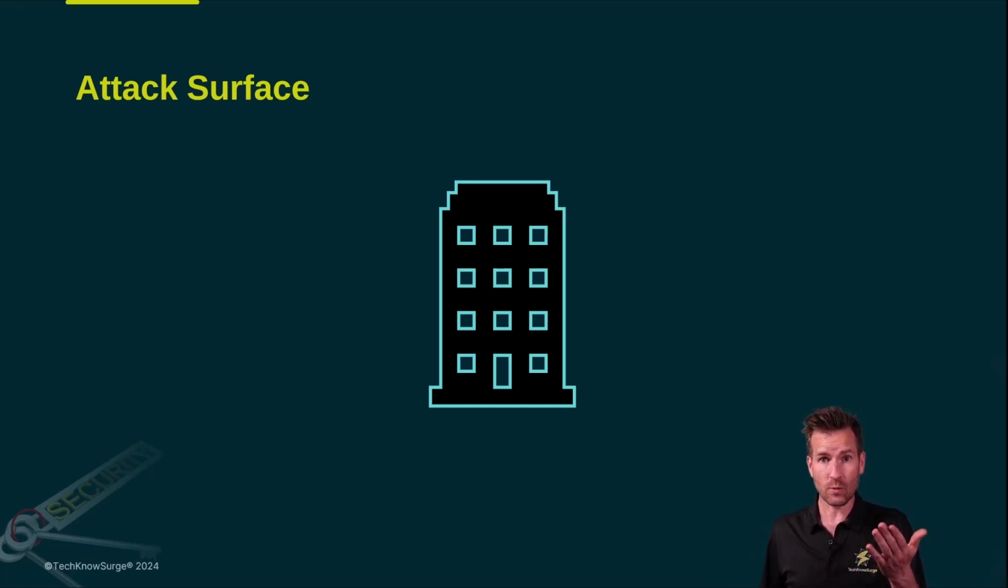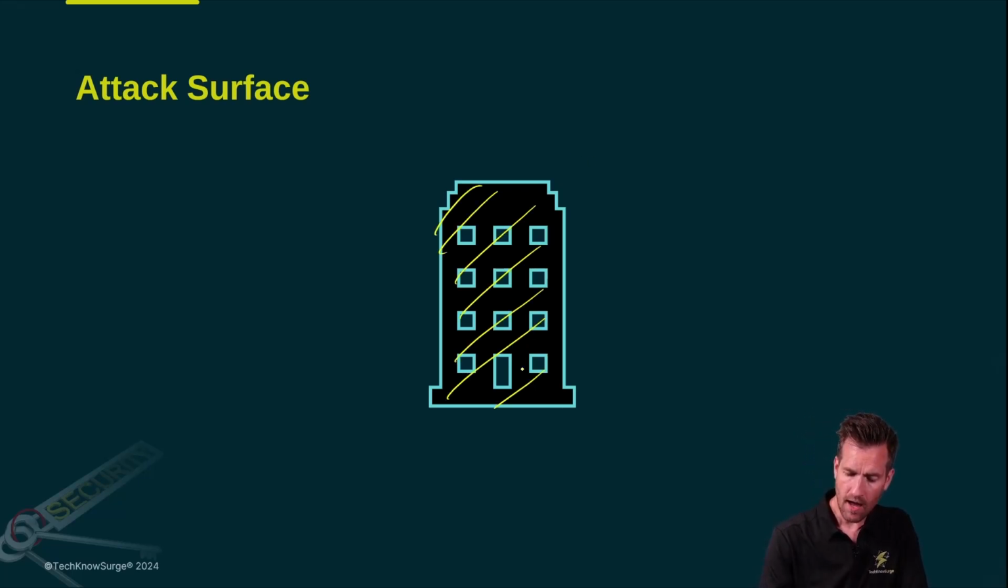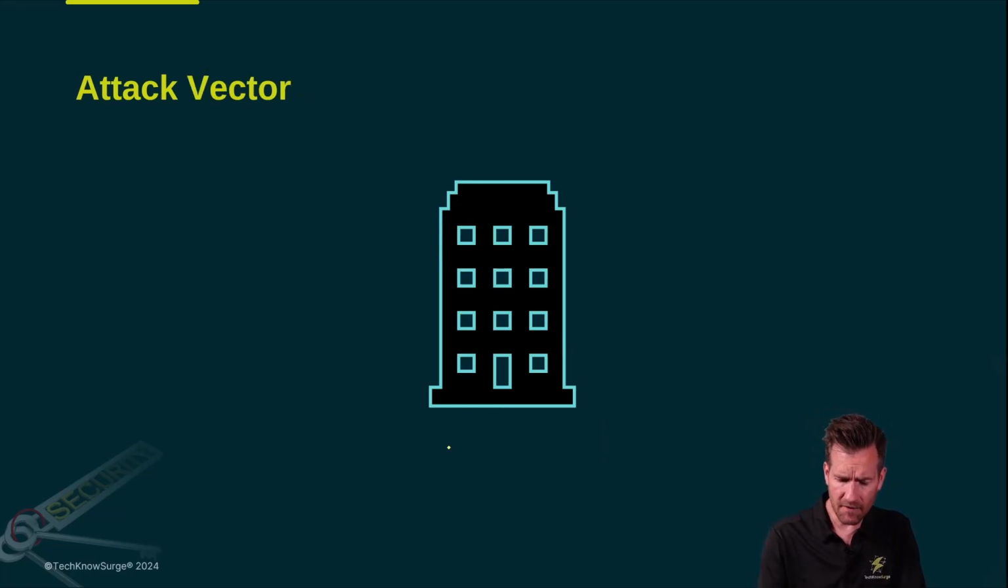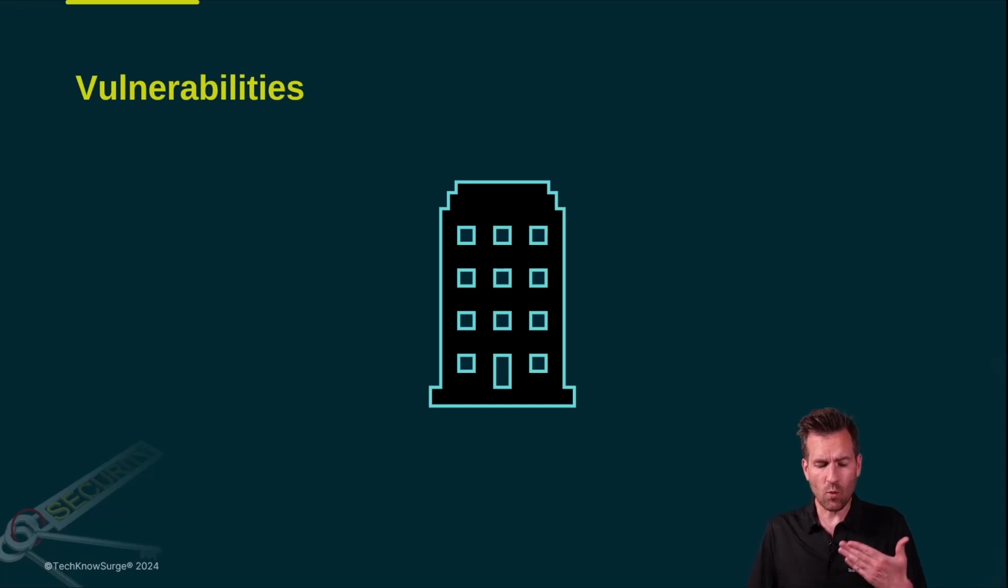If the organization was a building and we're trying to gain access to the building, it would be all of this surface area here of how we can get into the building. The vectors would be the individual entry points into the building. Vulnerability would be the weaknesses of those individual attack vectors. As an example, if I were trying to go through the front door, what are the weaknesses? What are the vulnerabilities that I could leverage to make it through the front door?